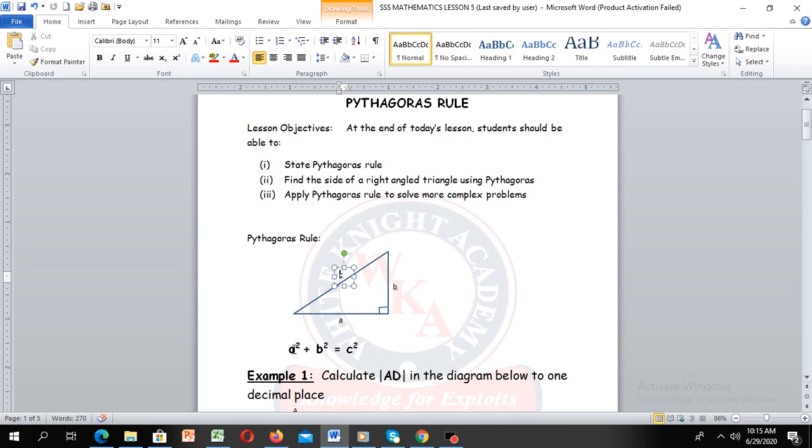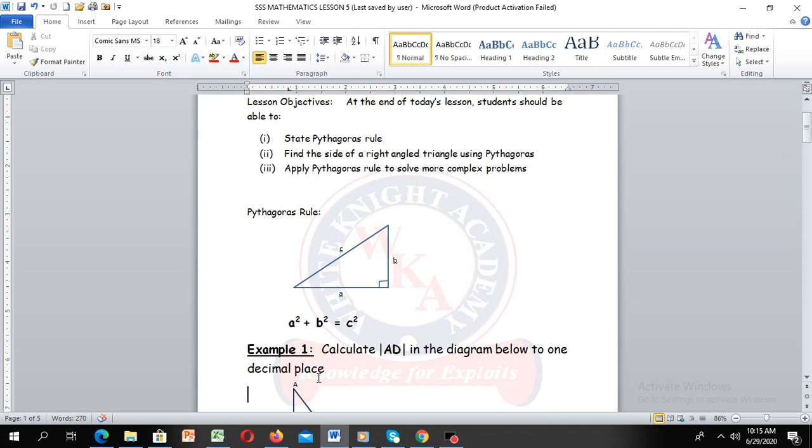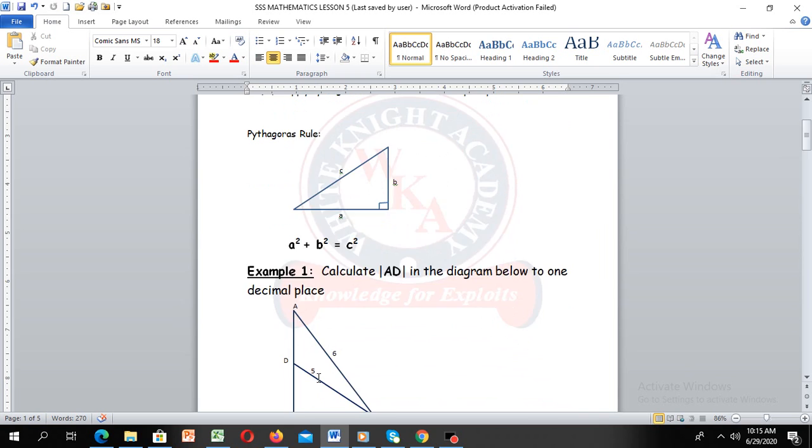Now, Pythagoras rule states that a squared plus b squared is equal to c squared. I repeat, a squared plus b squared is equal to c squared. Alright, there's an example here to further understand Pythagoras rule.